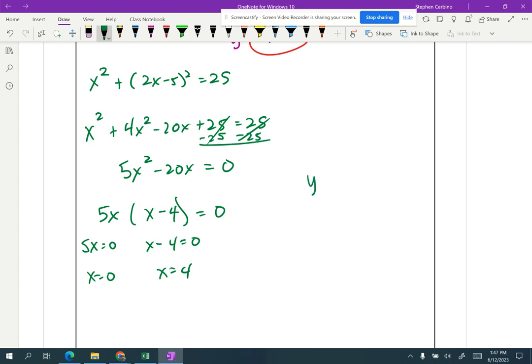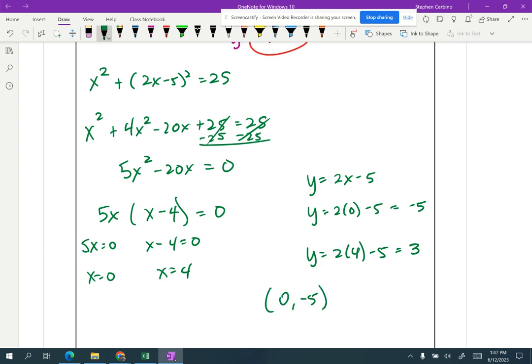So I'm going to use the linear equation that I solved for, and I'm going to plug in 0. That's going to give us negative 5. And I'm going to plug in 4, which is going to give me positive 3. So my coordinates are (0, negative 5) and (4, positive 3).